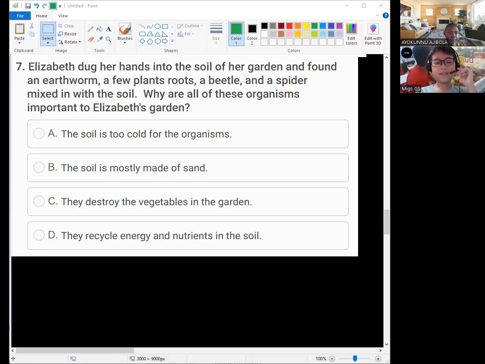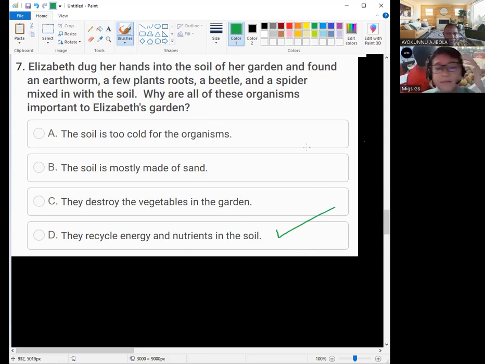They are important because the earthworm helps break down organic matter. The plant roots absorb the nutrients. The beetles and spider contribute to the decomposition process. And all of these organisms play a role in maintaining the health and fertility of the soil. By recycling the energy and nutrients, they create a favorable environment for growth of plants and contribute to the overall productivity of Elizabeth's garden. So the correct option there is option D, which means you are right.